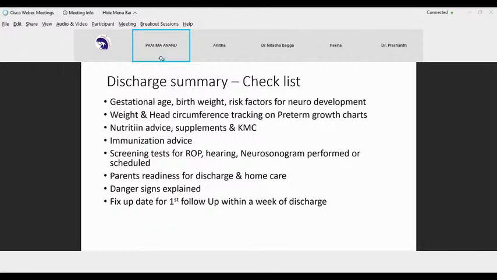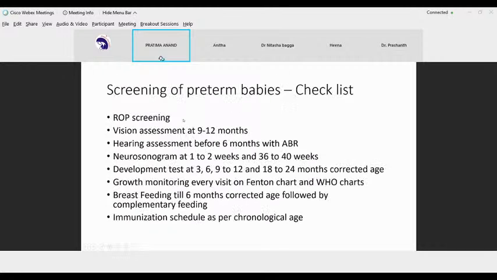Inside the NICU also, as we have explained, counseling and talking to the parents, and then when a patient comes on an OPD basis, then also you should explain to them. Okay, so that's about it.